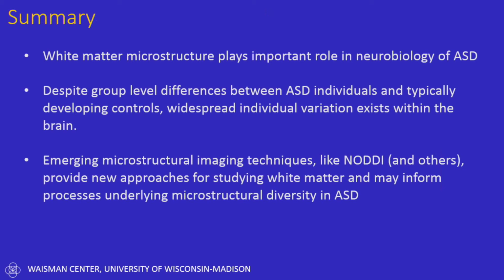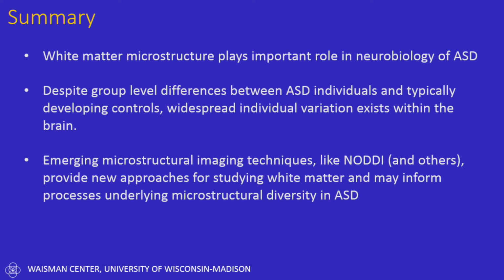Summary. So I've basically shown that white matter microstructure plays a very important role in the neurobiology of ASD. And despite the group level differences between ASD individuals and typically developing controls, there's wide variation within the brain that we can really use to probe different aspects of the disorder and try to look at how we might be able to tailor different interventions to treat some of these specific brain regions.